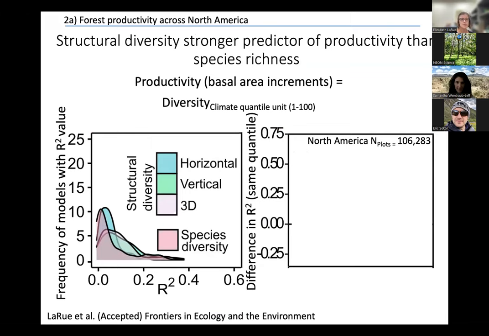So to test if structural diversity versus species diversity was a stronger predictor of productivity, we used the inventory information where we looked at productivity with a proxy, in this case, basal area increments. So how much diameter did a tree increase each year? And that was our response variable. And then the four different diversity metrics were the predictor variables.